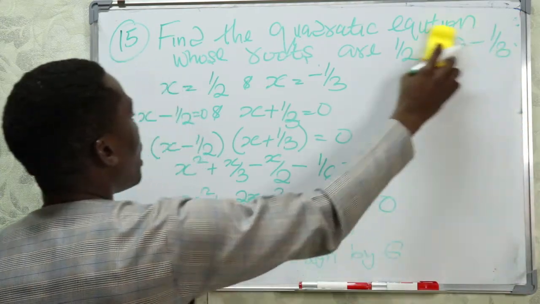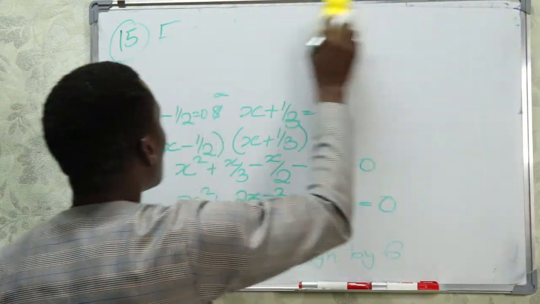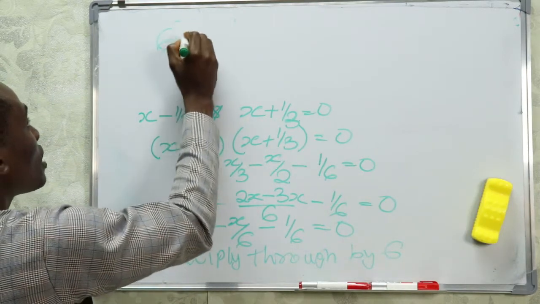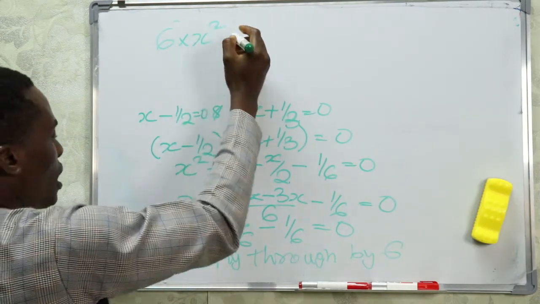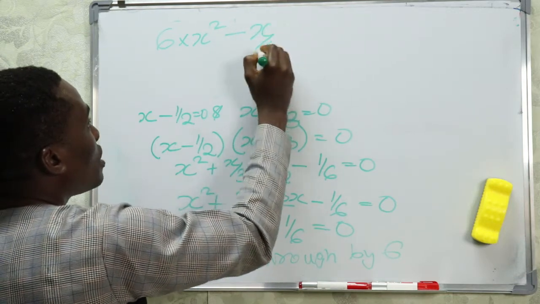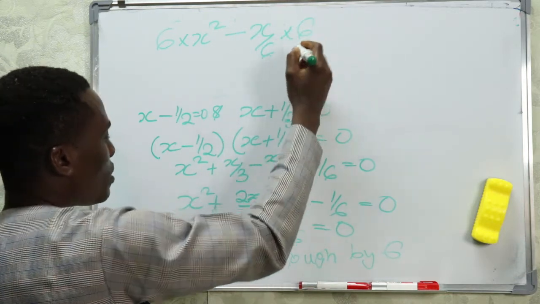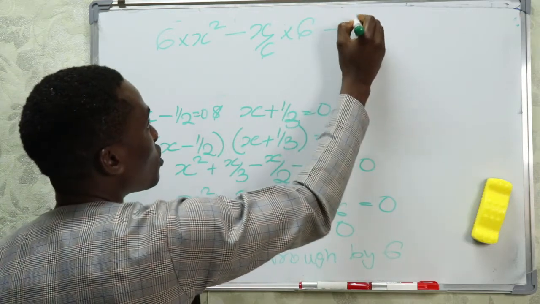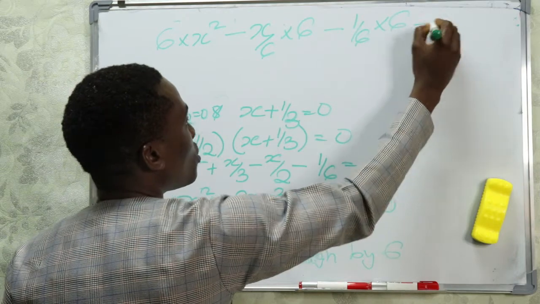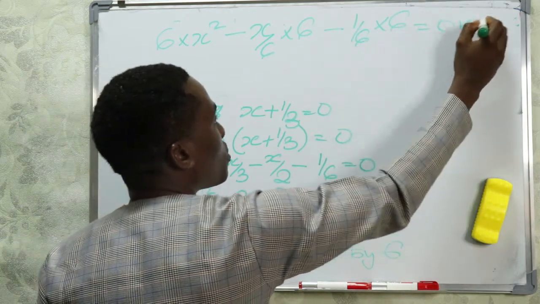Now let's multiply through the equation by 6. If we multiply through the equation by 6, we'll have 6 times x squared minus x over 6 times 6 minus 1 over 6 times 6. Everything will be equal to 0 times 6.